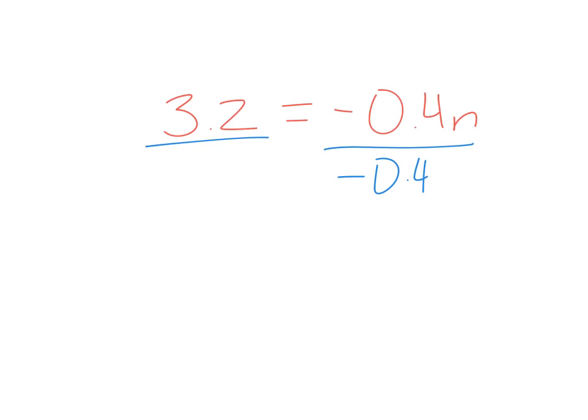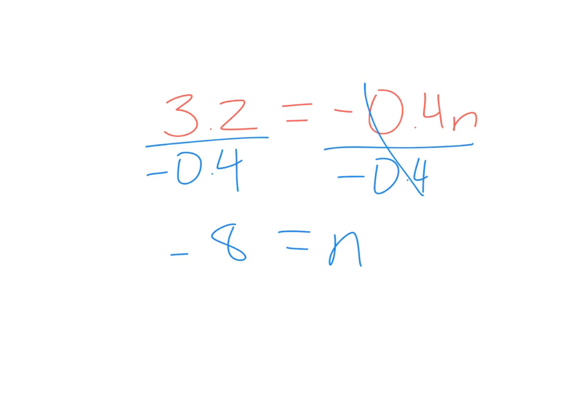So this is number 2. We have 3.2 equals negative 0.4 n. So to get the n by itself, you divide by negative 0.4. Divide this by negative 0.4. So 3.2 divided by negative 0.4 should give you a negative 8.